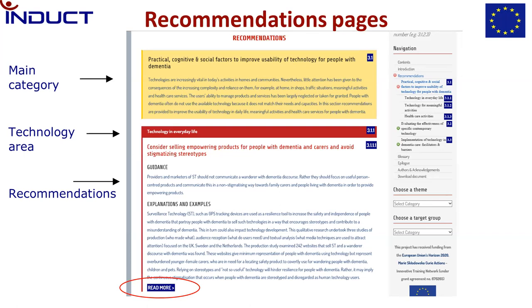So people with dementia often don't use technology because it doesn't match their needs and capabilities. So this is about surveillance technology. So it says providers and marketeers of surveillance technology shouldn't communicate with a wanderer with dementia discourse. They should focus on person-centered products and use this in a non-stigmatizing way, because it's not just aimed at the family carers, it's actually the people with dementia who it matters for, because they're the people being [tracked]... and independence.